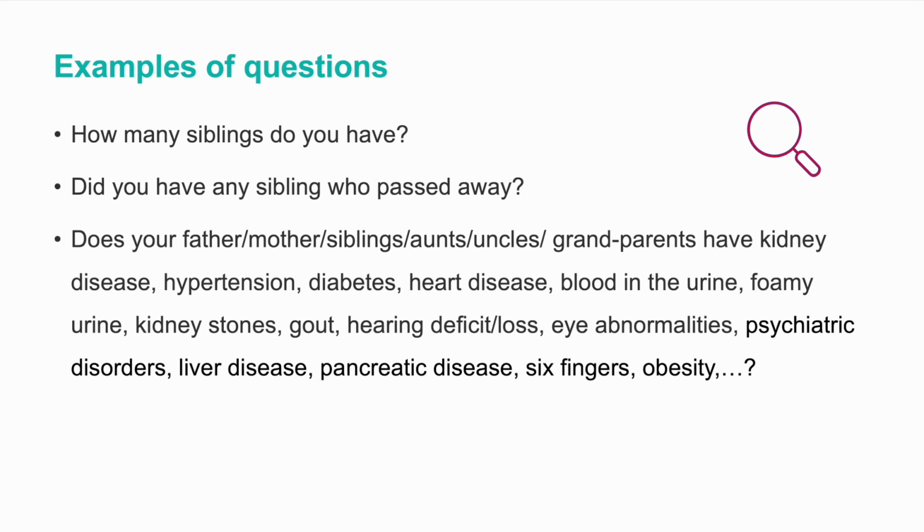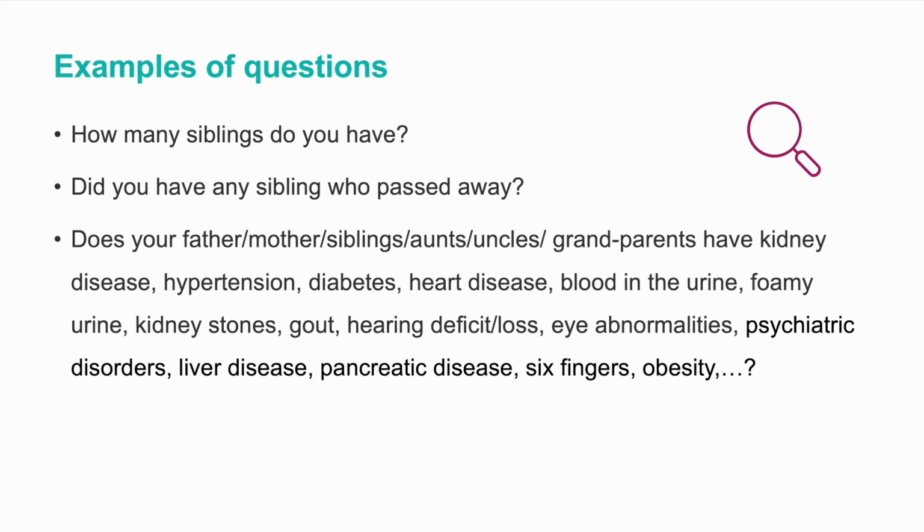Does any of your uncles have liver disease, etc.? The idea here is that you would go over all family members and also all the different disorders that could be relevant. So not just kidney disease and blood in the urine and foamy urine and kidney stones, but also hypertension, diabetes, heart disease, hearing loss, gout.